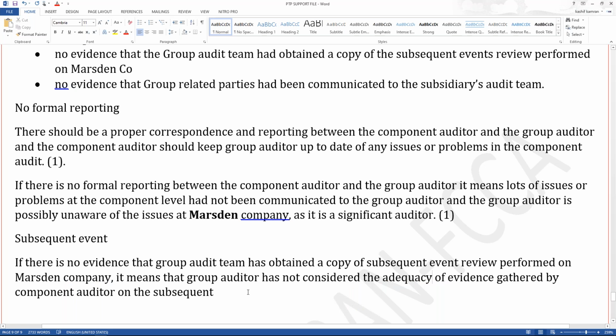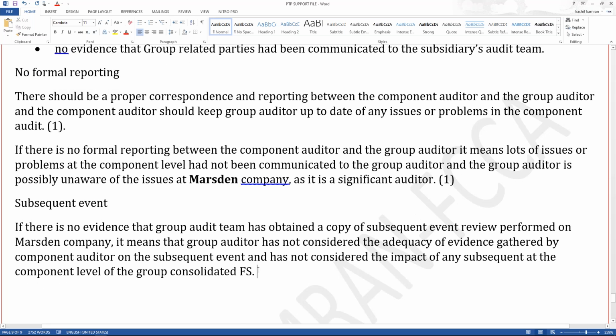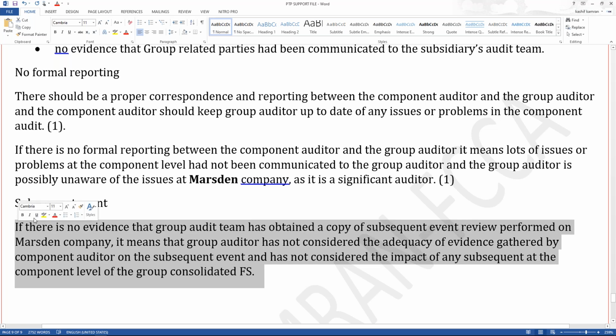It means that the group auditor has not considered the adequacy of evidence gathered by the component auditor on subsequent event and has not considered the impact of any subsequent event at the component level on the group consolidated financial statements. Is it a significant subsidiary? What if there is a significant subsequent event at a component level? Will that significant subsequent event at a component level impact the group financial statements? Definitely. But did you bother about reviewing the subsequent event?